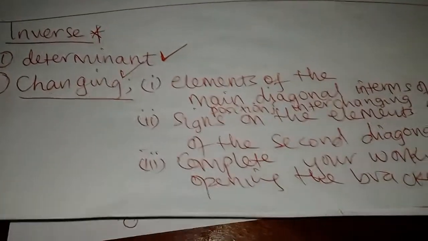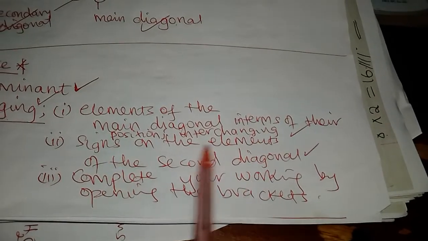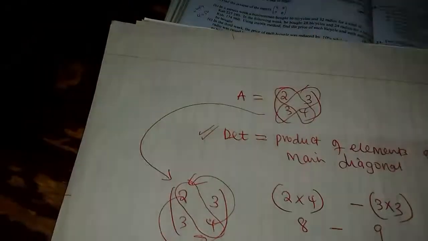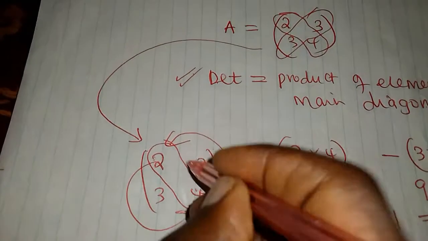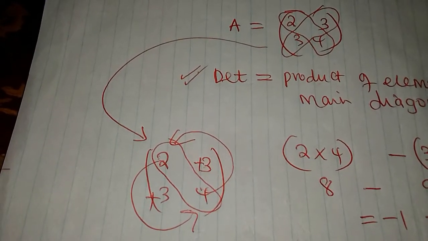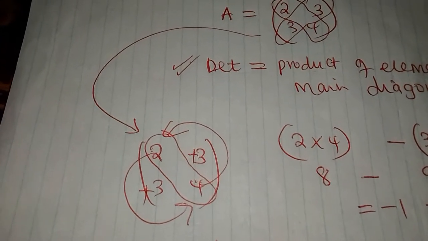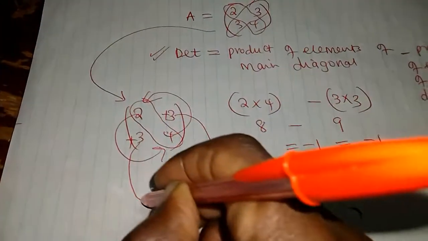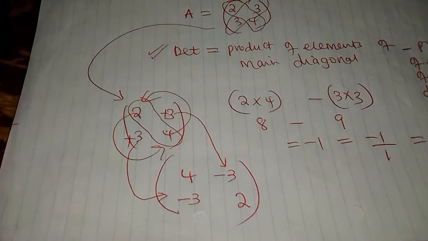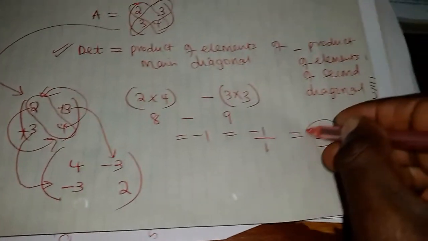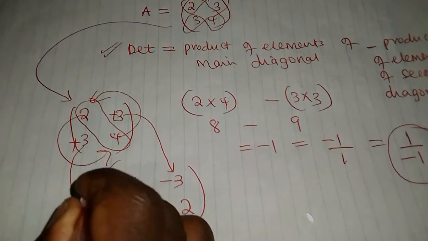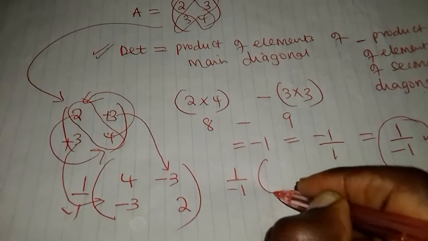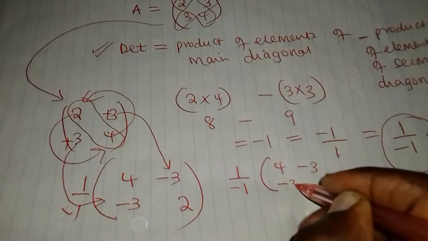Then go back to that summary. Signs on the elements of the second diagonal also undergo some changing. If they are all positive, they will become negative. So I'm going to say negative 3, negative 3, in brackets. If they were positive, now they have turned out to be negative. When I'm done with this, I pick my determinant and write it outside. So 1 over negative 1 into 4, negative 3, negative 3, 2.